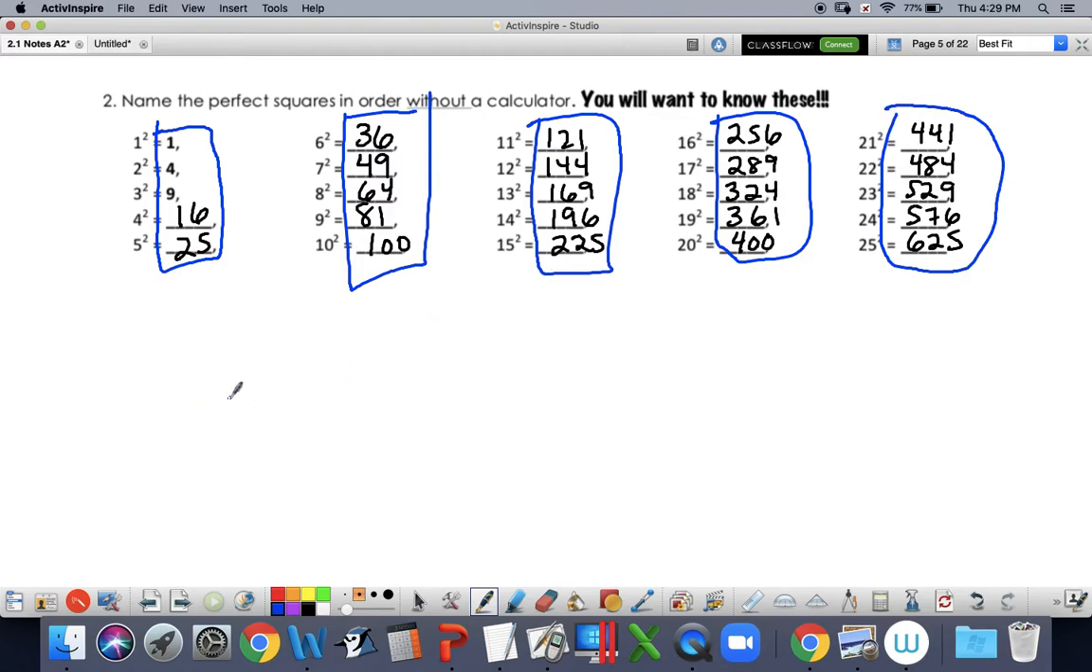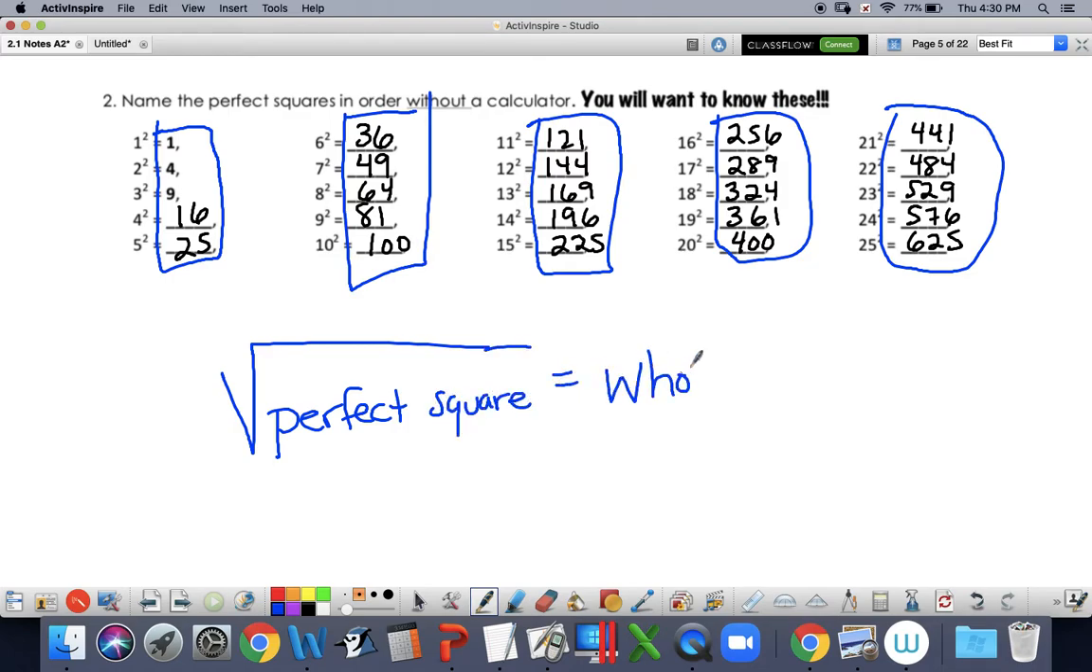The way that we know that they are perfect squares: if you take the square root of a perfect square, you always get out a whole number. So nothing with a fraction, nothing with a decimal, nothing like that. We know it's a perfect square if when you take the square root of it, you get a whole number. So for instance, 36 is a perfect square because the square root of 36 is a whole number, 6.